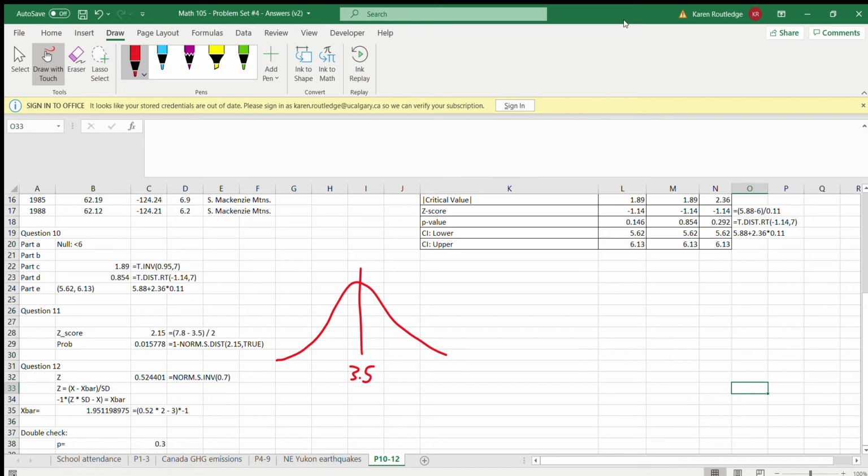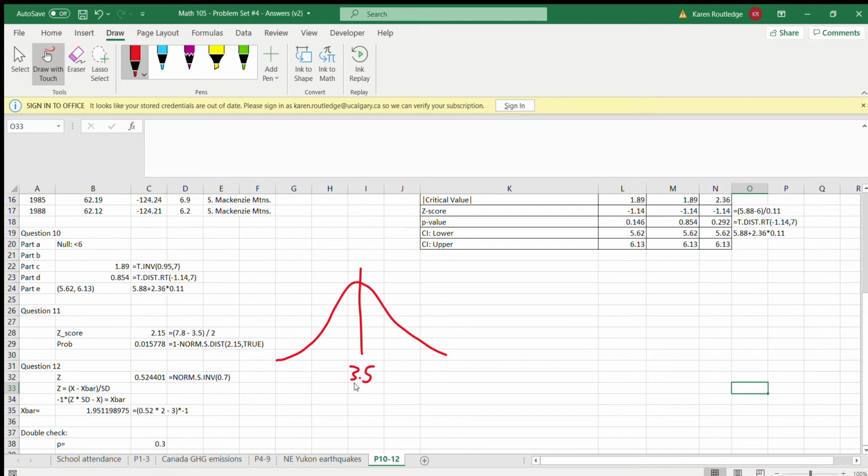Problem set number 4, question number 11. Here we are asked to compare an observation, a single earthquake magnitude of 7.8, to a long-term population kind of mean of 3.5. This is a little weird in that we're given what is effectively a population mean. Normally, when given a population mean, we compare it to a sample mean, and this is a distribution of sample means. But in this question, that is not the case.